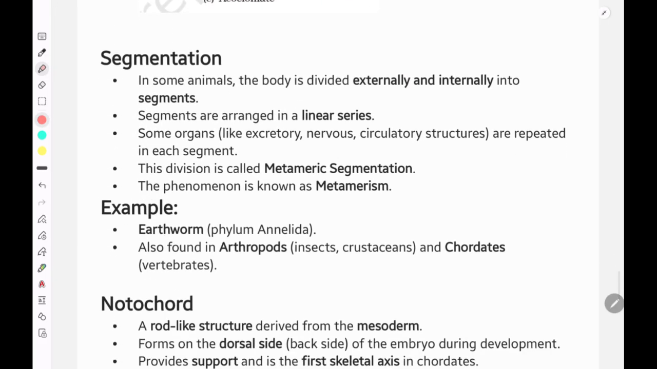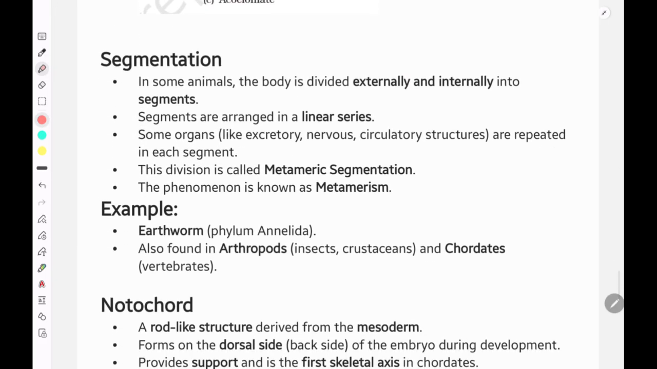Now if we discuss segmentation, it is basically partition, in which in some animals the body is divided externally and internally into segments. The segments are arranged in a linear series like this. You have seen this arrangement in many organisms, majorly from phylum Arthropoda and Annelida, right?